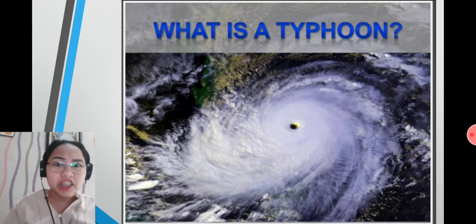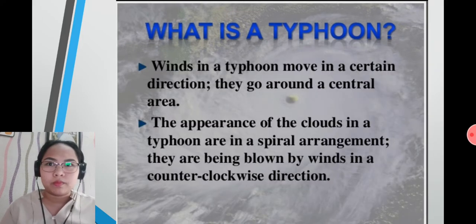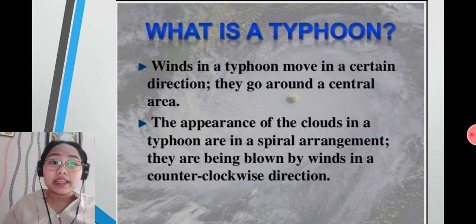Next, what is typhoon? So in this slide, we can see the top view image of a typhoon entering the PAR. Later on, I'll be showing you the parts of this typhoon. So, what is typhoon? The winds in a typhoon move in a certain direction. They go around a central area. The appearance of the clouds in a typhoon are in a spiral arrangement. They are being blown by winds in a counterclockwise direction.